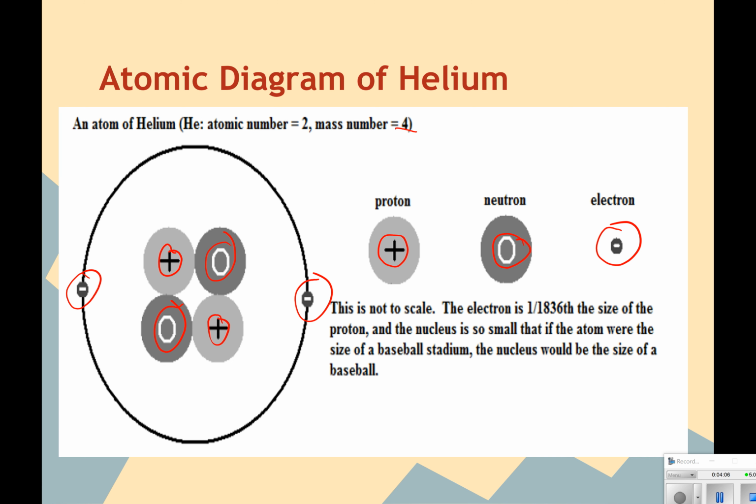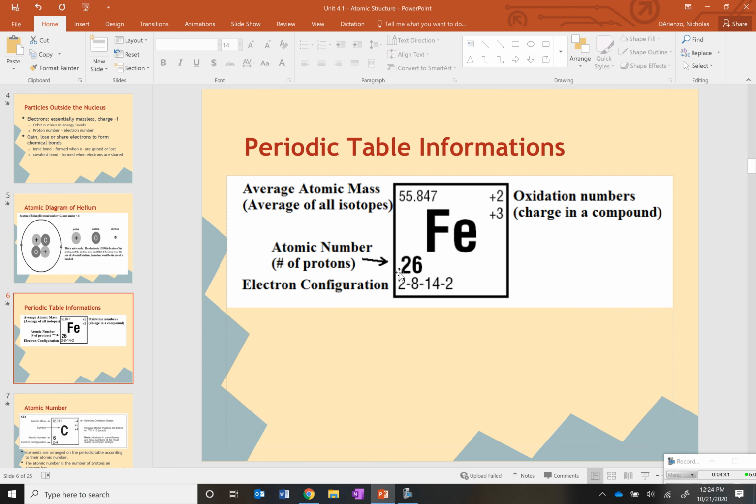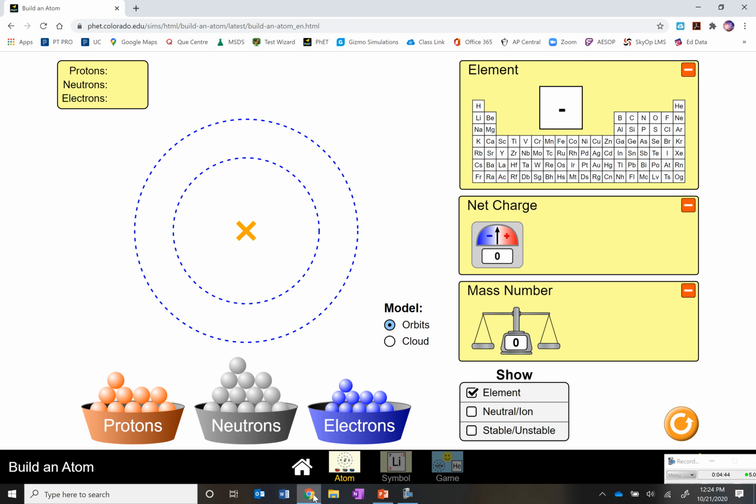To give you an idea of an example of this scale, and you're going to want to remember this number, the electron's 1,836th the size of the proton. So small compared to the proton that we disregard its mass. And the nucleus is so small that if the atom was the size of a baseball stadium, the nucleus is the size of a baseball. And to take that one step further, if we were to take a grain of sand and put it on that baseball, that would represent our electron. So very small scales here when we're talking about magnitude of the particles.